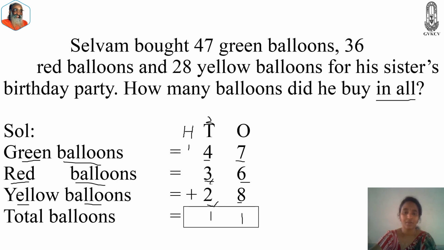Okay. Now 111. Total how many balloons did Selvam buy? Selvam bought 111 balloons. You check this. You check the order for these sums. You can write yellow balloons, green and red balloons, or red balloons, green and yellow balloons. But please check whether the answer is same or not.